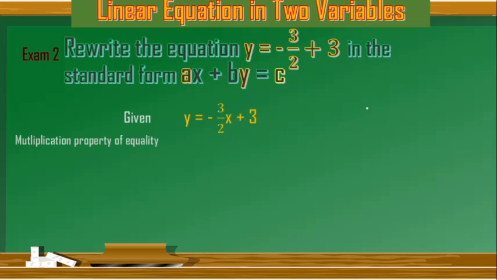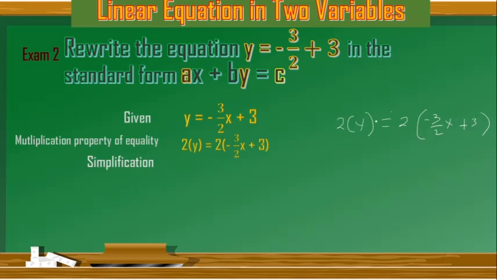So how is it done? We know that this is our denominator. In order to eliminate this, we have to multiply both sides by 2. So 2 times y equals 2 times negative 3 halves x plus 3. Okay, that is our multiplication property of equality. Then after that, we will simplify. This one is 2y.